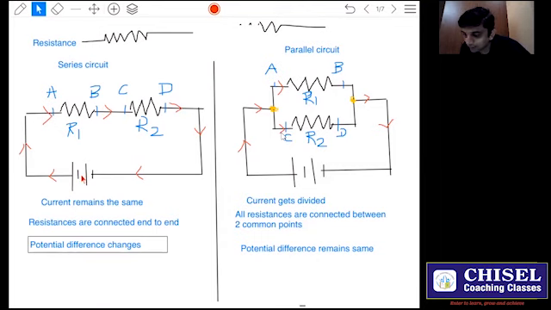If it was directly connected, then I say that the potential difference remains the same. Means if the resistance was directly connected to the battery, then the potential difference remains the same. But since it is not, we will say that the potential difference is changing.